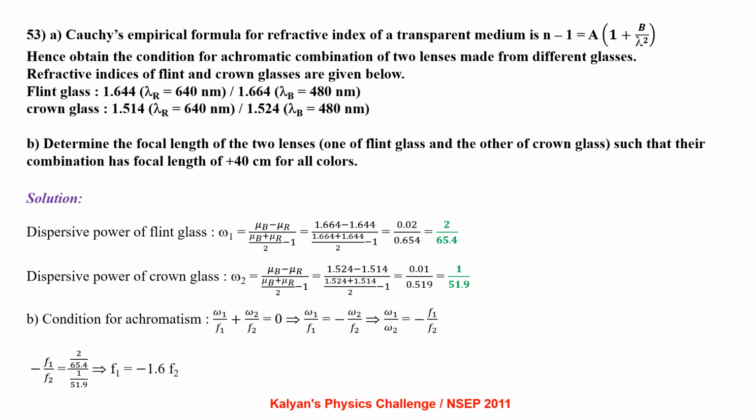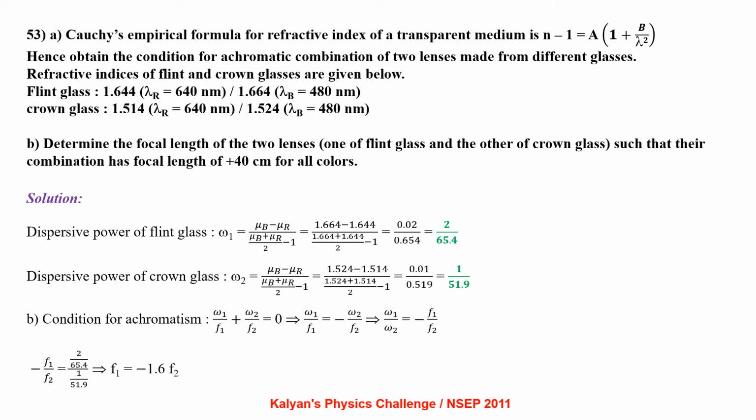Cauchy's empirical formula for refractive index of a transparent medium is n minus 1 equal to A of 1 plus B by lambda square. Hence obtain the condition for achromatic combination of two lenses made from different glasses. Refractive indices of flint glass and crown glasses are given below. Flint glass: 1.644 for 640 nanometer wavelength, 1.664 for 480 nanometer wavelength. Crown glass: 1.514 for 640 nanometer wavelength and 1.524 for 480 nanometer wavelength.